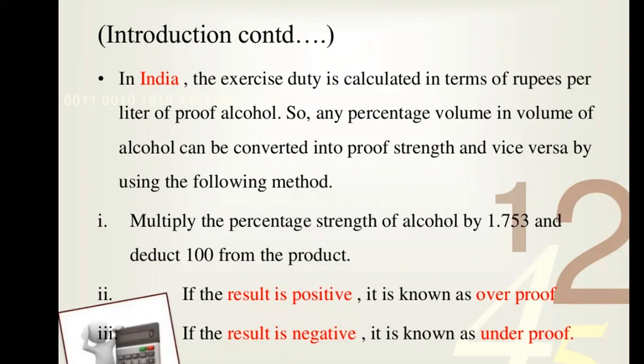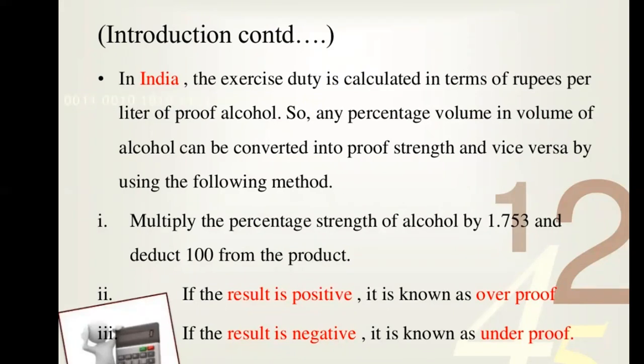Regarding proof spirit calculations, first you have to multiply the percentage of alcohol given in the problem by 1.753, and after multiplying with 1.753, you have to deduct 100 from that product.